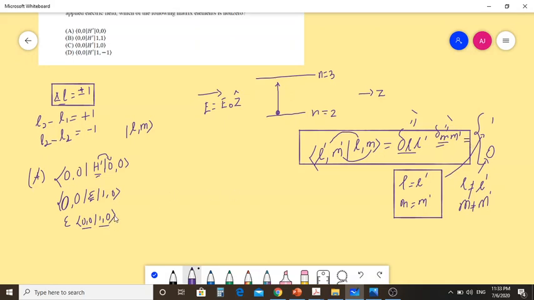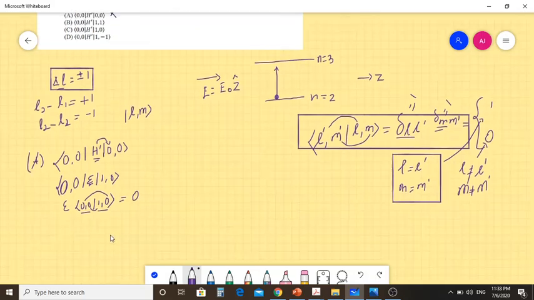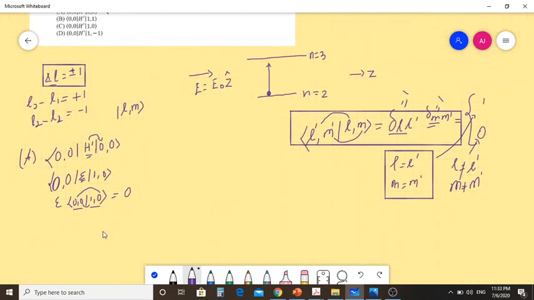Now if you look at this inner product, M equals M prime, 0 comma 0, but L is not equal to L prime, so this goes to 0. Definitely the first transition is not an allowed transition. Now option number B we can check. Okay, the B, now it would be simple.